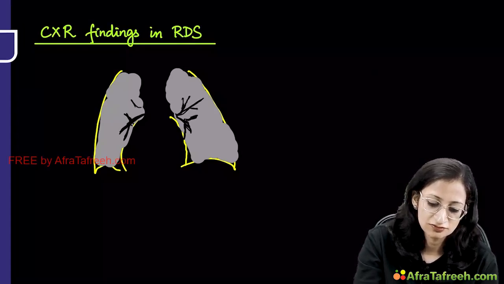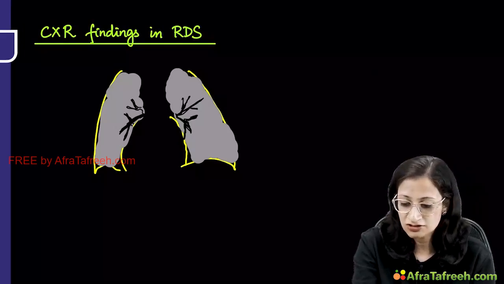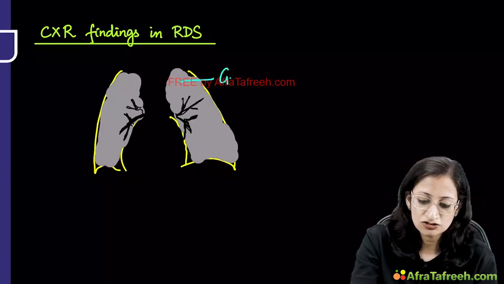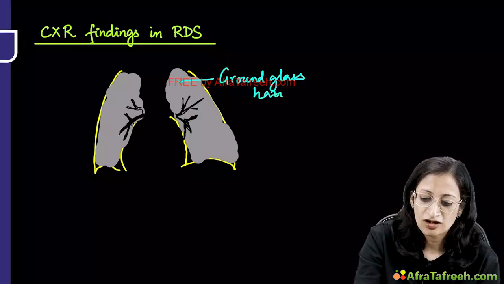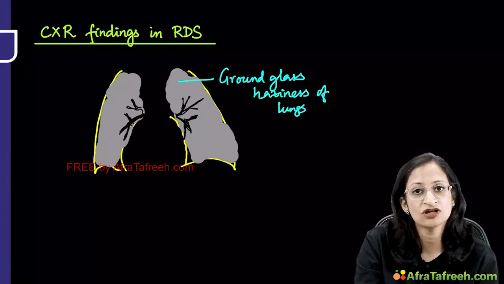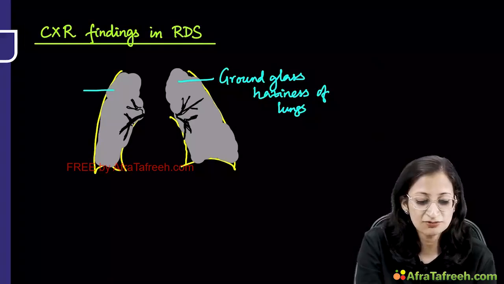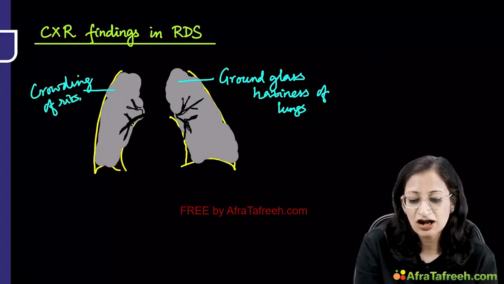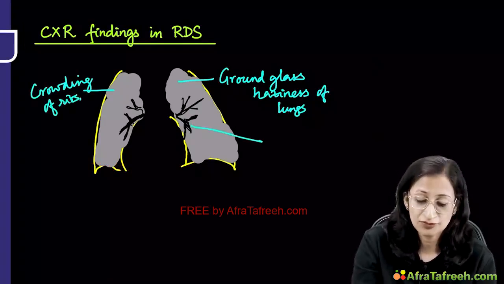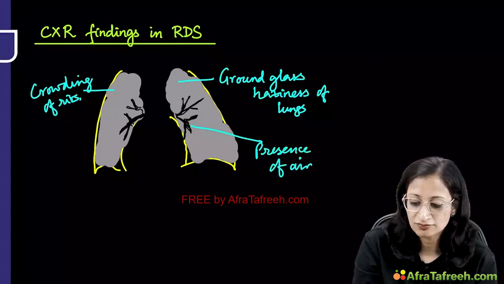So, what we get here is ground glass haziness of lungs, because the alveoli are not open properly and there is less air in the alveoli. Plus, because of the lung collapse, you can get crowding of ribs, and you get the presence of air bronchogram.